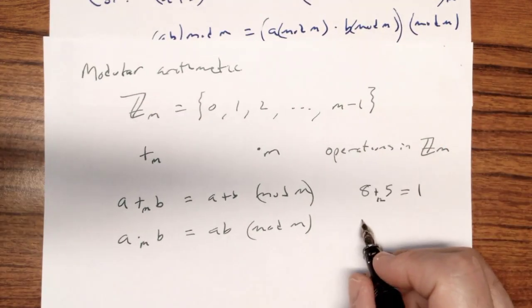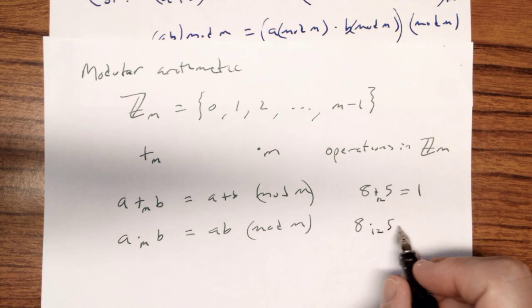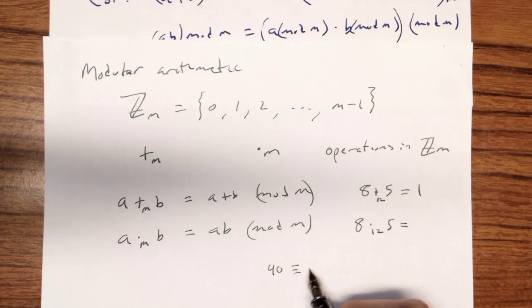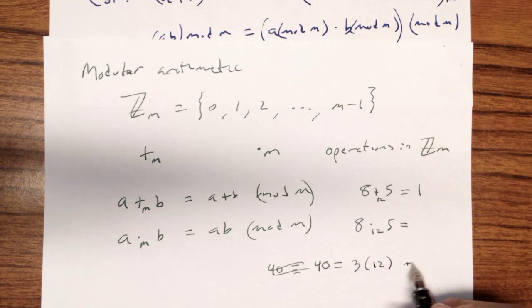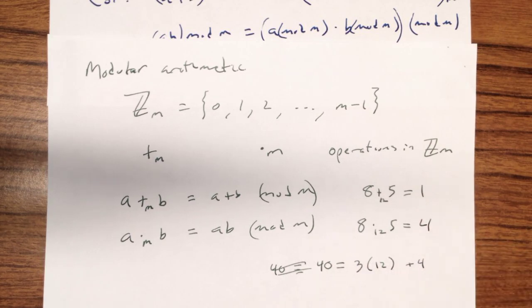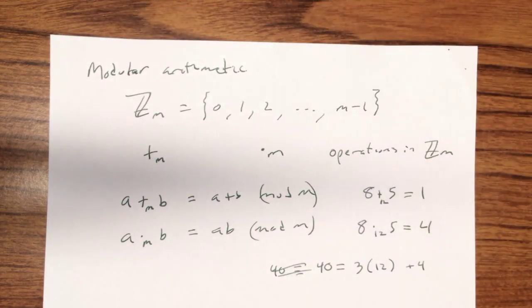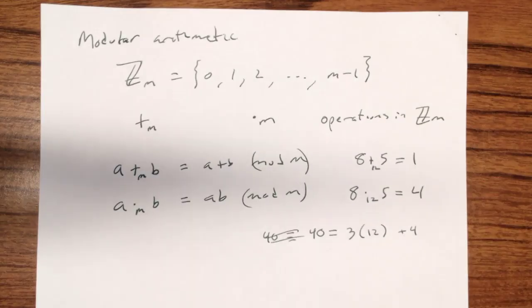If I'm multiplying 8 times 5, well, that's 40. And 40 is equal to 3 times 12 with 4 left over. 36 and 4. So 8 times 5 is 4, but only on the clock. It doesn't matter what kind of clock you use. But I would like to point out something interesting to you.